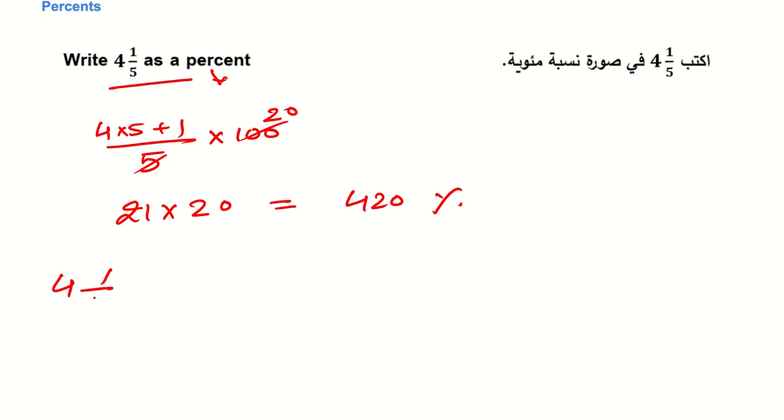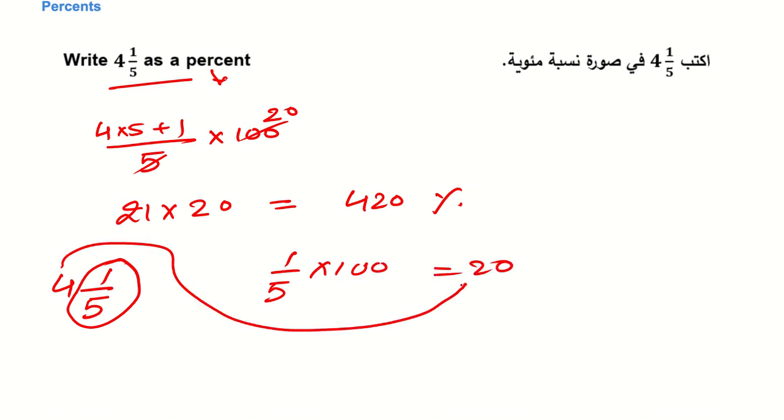Like this you can do the question, or here you can do one more thing: it was 4 and 1 over 5. So just convert 1 over 5. 1 over 5 multiplied by 100 will be equal to 20, and just put 4 right before this. So it will be 420%. Up to you, whatever you want you can do.